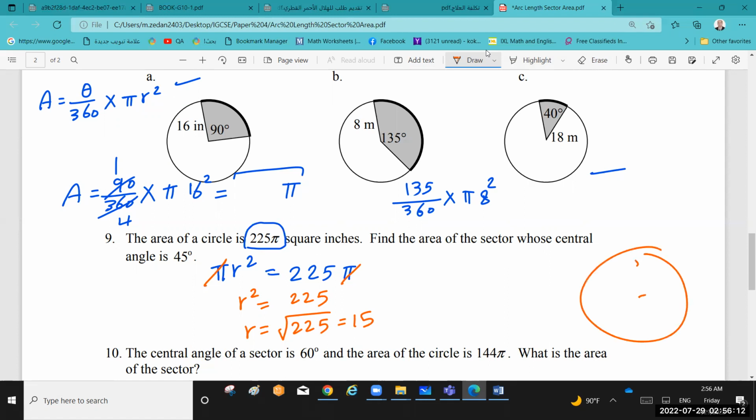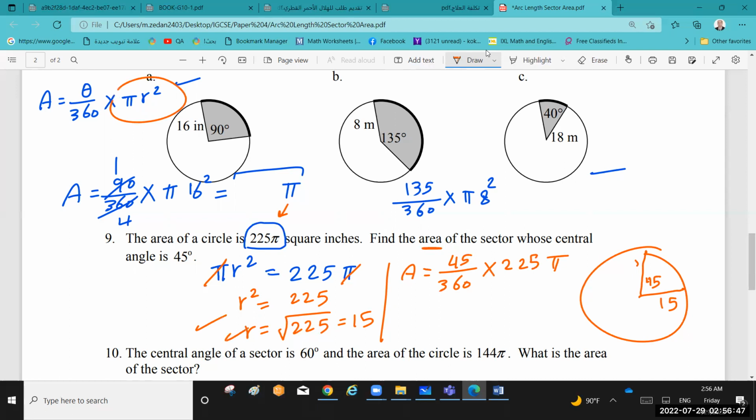I have a circle whose radius is 15 centimeters. Find the area of a sector whose central angle is 45. What is the area of the sector? The area of the sector is the central angle over 360 multiplied by the area of the circle, which is already given here: 225 pi. No need to use r here. You just write 225 pi, because I multiply by the area of the circle, pi r squared. Then calculate this by calculator and write your answer.